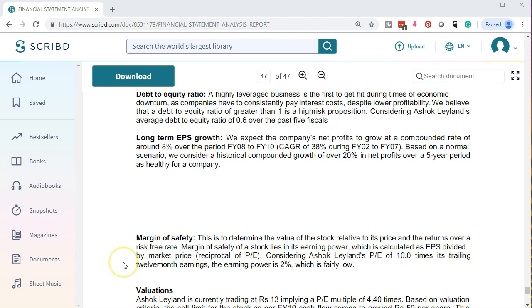Long-term earnings per share growth. We expect the company's net profits to grow at a compounded rate of around 8% over the period fiscal year 08 to 10. Based on a normal scenario, we consider the historical compounded growth of over 20% in net profits over a 5-year period as healthy for a company.